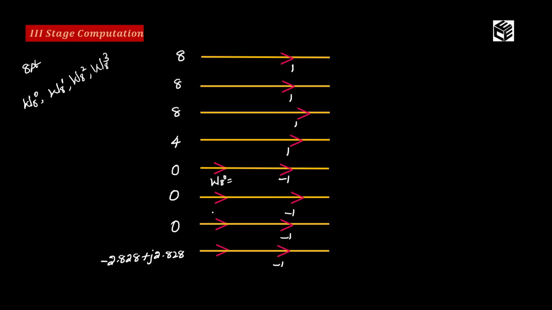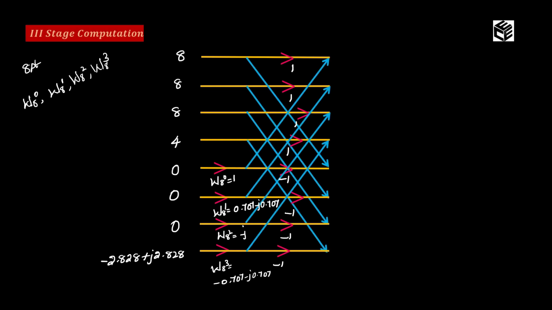So W8 power 0, the value is 1. W8 power 1, the value is 0.707 minus j 0.707. W8 power 2, the value is minus j. And W8 power 3, the value is minus 0.707 minus j 0.707. Now I am going to give the crossed lines. I am going to find the answers.